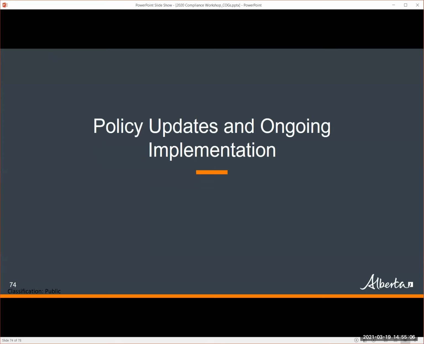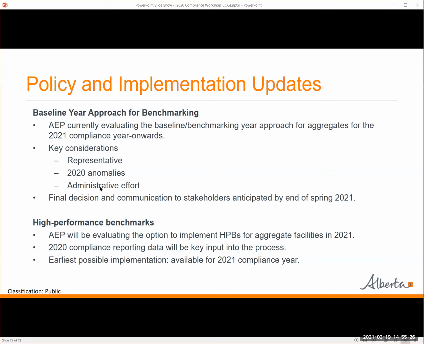I've seen a couple of questions come in about some of the policy updates and ongoing implementation updates for the conventional gas approach already, and I think this should answer those. Next slide, please. There are a couple of items specifically that I want to mention that we are continuing to work on within AEP and look at for potential future implementation for the aggregate approach.